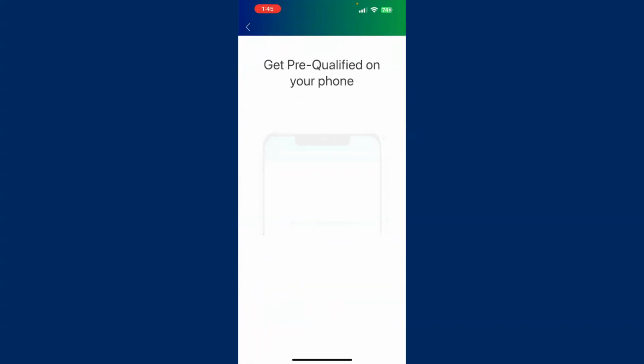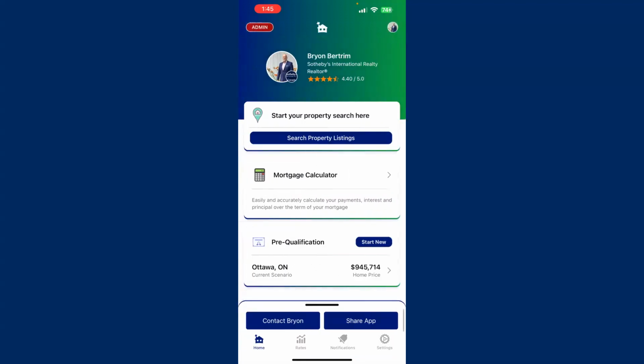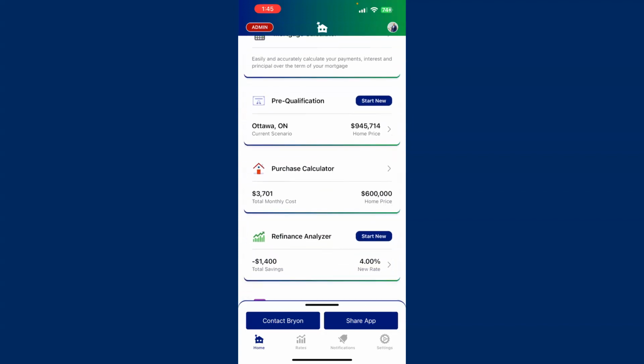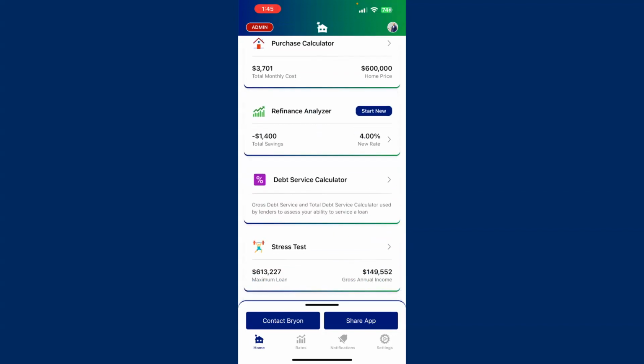So number one, there's a mortgage calculator. And there's a system to get pre-qualified for mortgages. A purchase calculator, a refinance analyzer. And what is a refinance analyzer, you should ask? Well, it helps you analyze your mortgage if you're looking to refinance in the future. And many of us are. We have mortgages that are coming due where we were paying 2.5% and we're looking at paying considerably more. This lets you help calculate what some of those new costs will be.